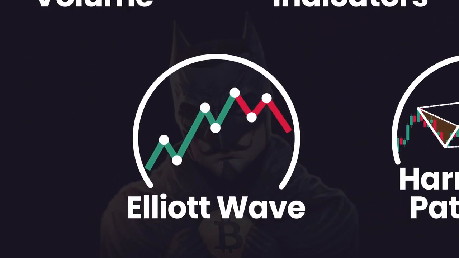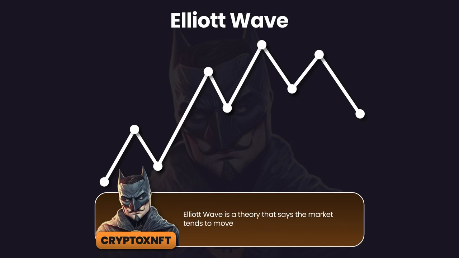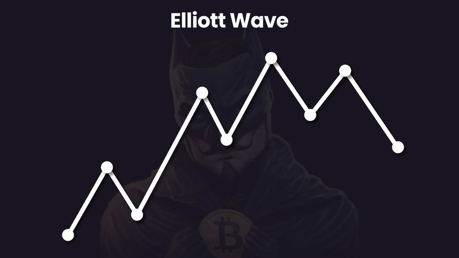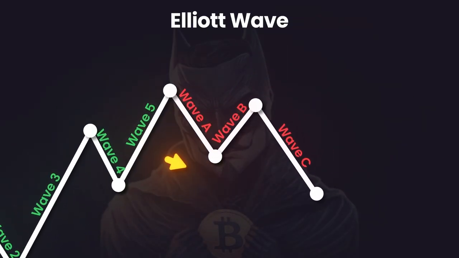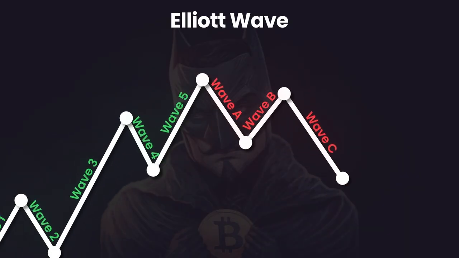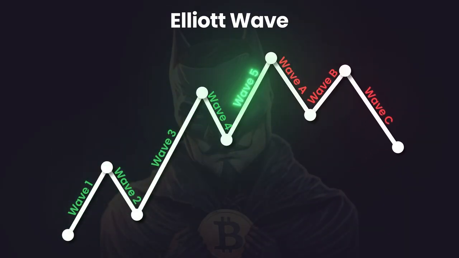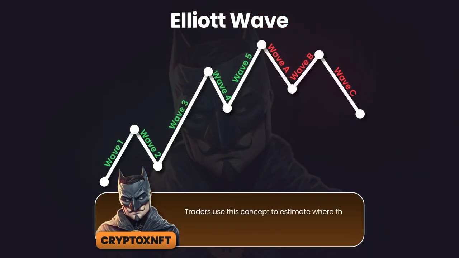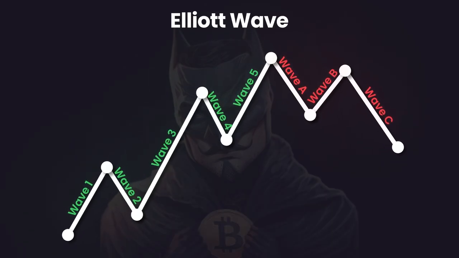Elliott wave. Elliott wave is a theory that says the market tends to move in repeating wave cycles. A classic Elliott wave structure consists of 5 waves in the trend direction, followed by 3 corrective waves in the opposite direction. These waves are often labeled 1, 2, 3, 4, 5, and then A, B, and C. Traders use this concept to estimate where the market may be within a broader cycle and where price could move next.